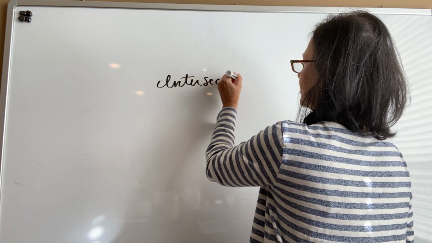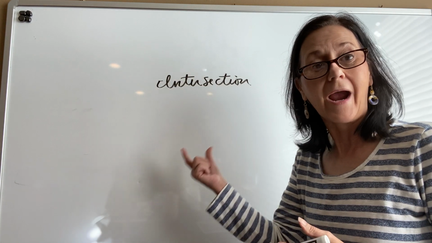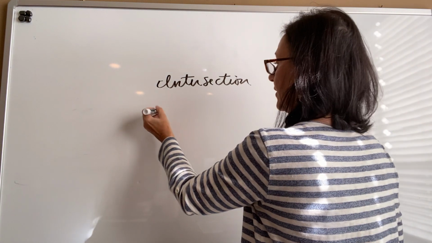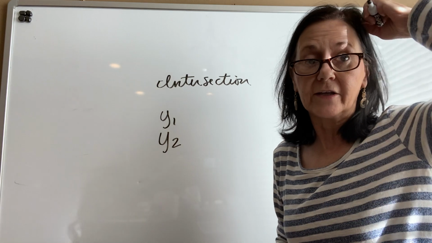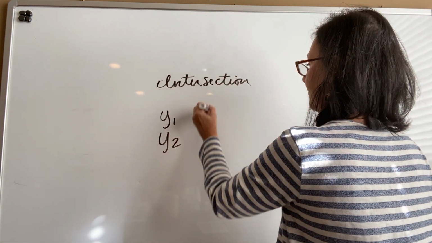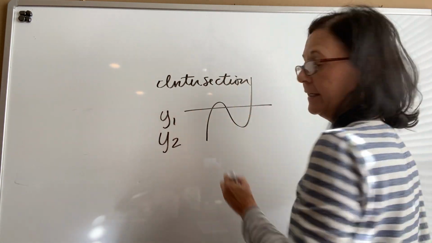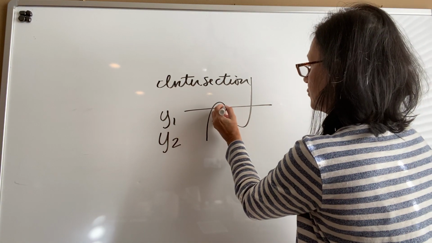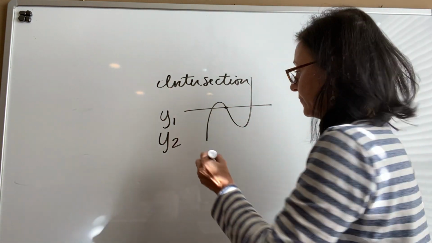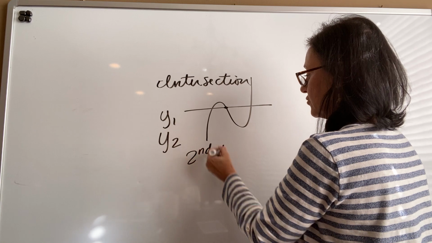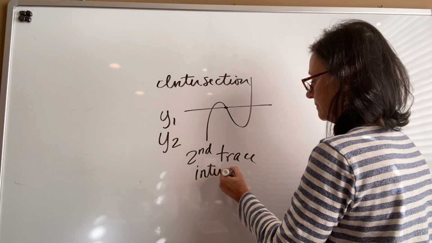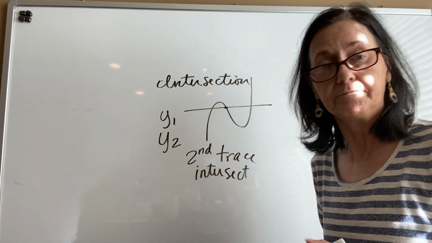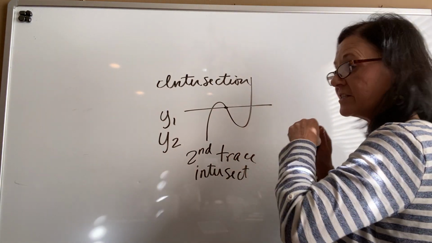An intersection means where the graphs intersect. So you're going to have a y sub 1 and a y sub 2 in your calculator, and you're going to graph them, and you're going to find where those two graphs intersect using second trace intersect. We're going to work some in just a minute. So that's the first method.